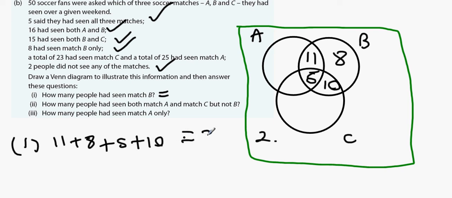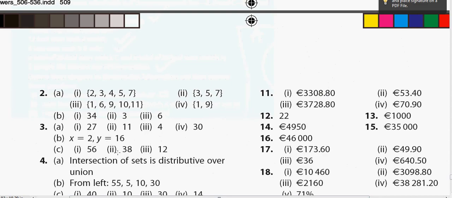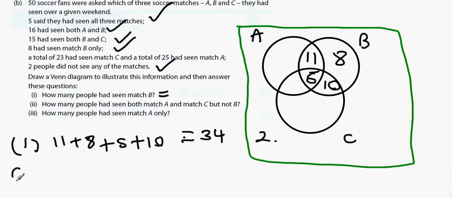So let's just check out our answers. So this is 1B. 34. So we're right so far. Next part. Part 2. How many people had seen both match A and match C, but not B?